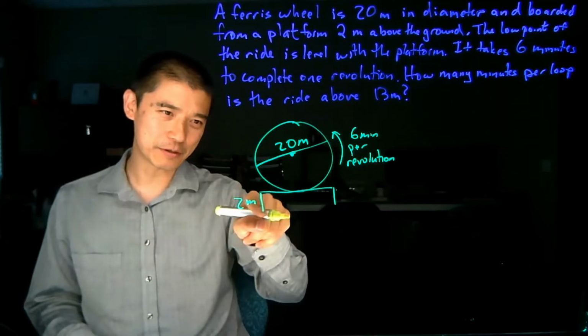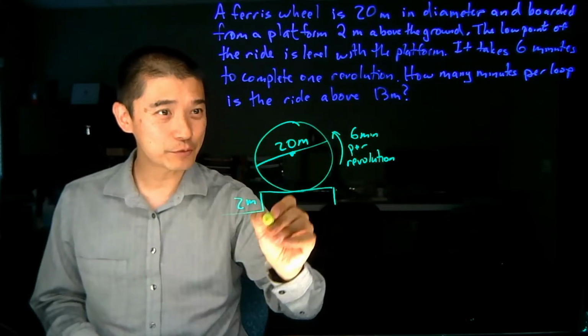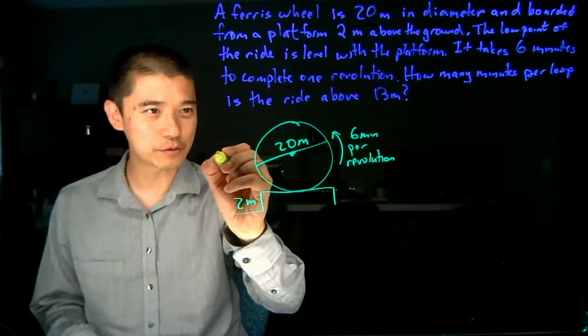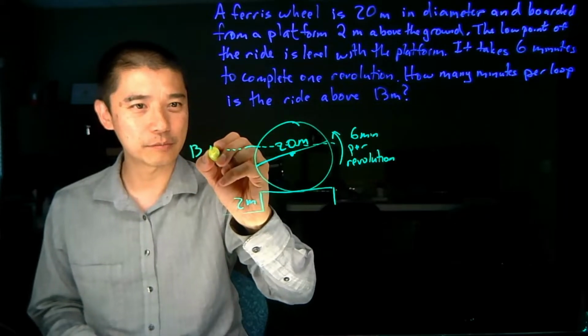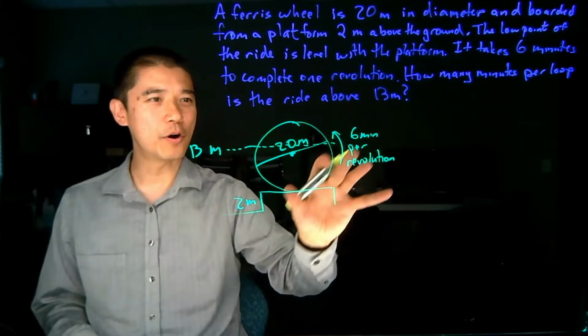So we have to think about where 13 meters is from the ground. Well, we have a diameter of 20 meters, so that means the radius is 10 meters. 2 plus 10 is 12, so it's just above the center. So here's 13 meters. Here's the full picture with all the information written down.